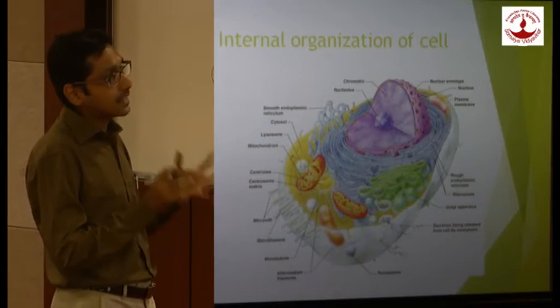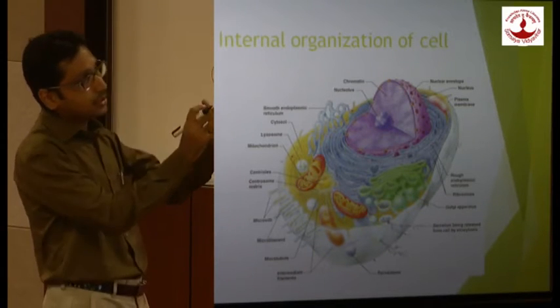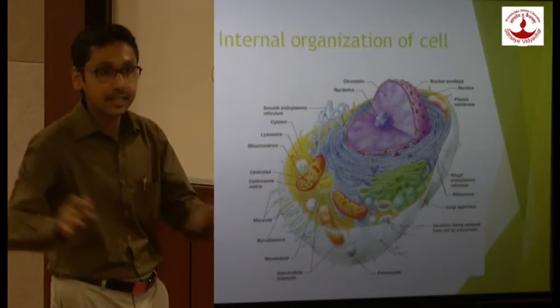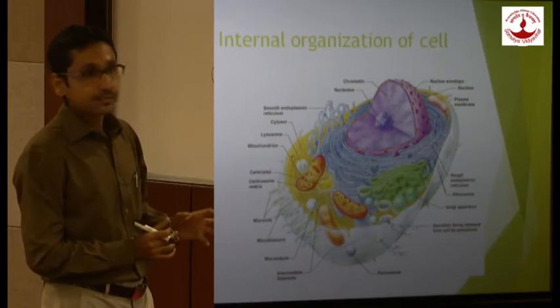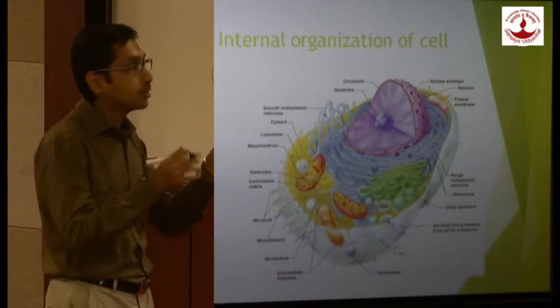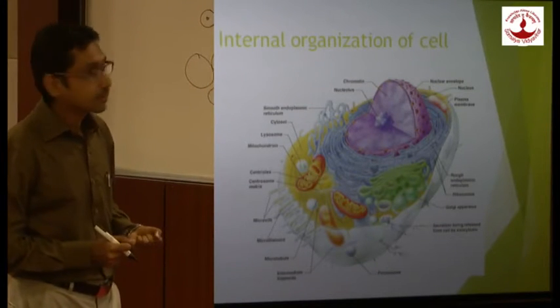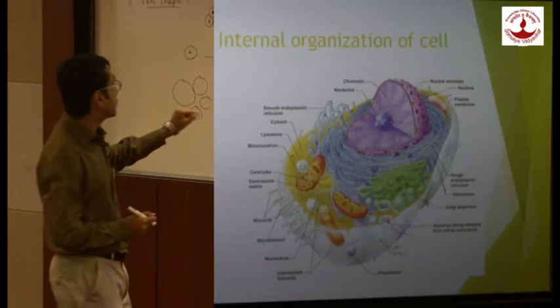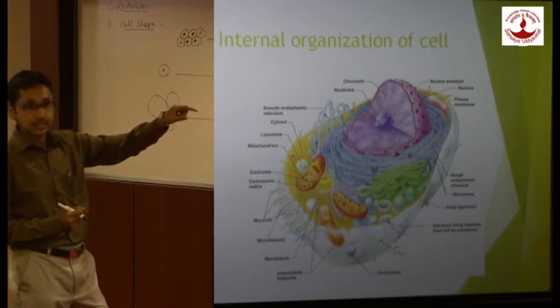So how is it that the cell is able to maintain such organization? It's not just like the nucleus is floating here and there, it's fixed. Mitochondria can be moved to where they are required. Okay, so all this is because of the internal organization.